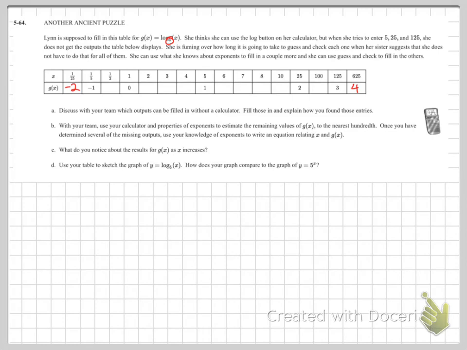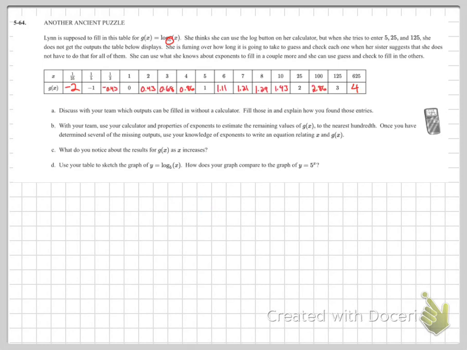With your team, use your calculator to estimate the remaining values. So go ahead and find a calculator. You're typing in 5, and then you're guessing a number, guess a decimal, until you get an answer of 1/2. And then do 5 and guess a decimal until you get an answer of 2, etc. Pause your video. Okay, so I filled them all in.